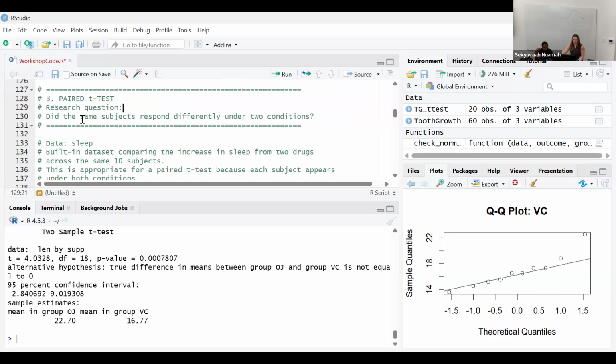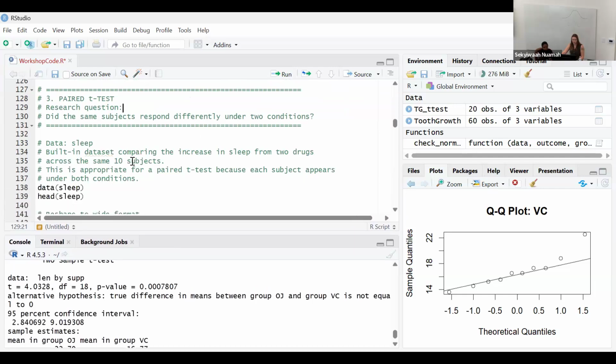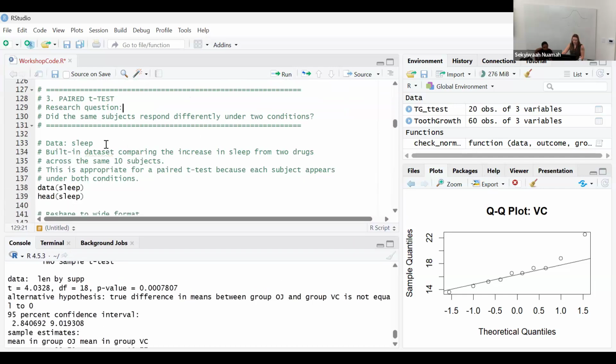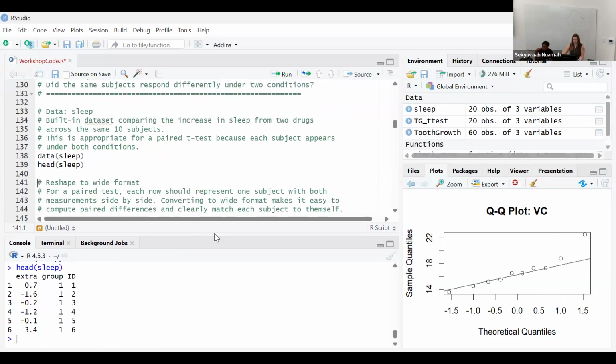All right, let's go to our paired t-test now. So now we're going to use the sleep data. Just go ahead and print the head of the data so we can talk about it. It's another built-in data set. It compares the increase of sleep from two drugs across the same 10 subjects. So this is a repeated measures data set.